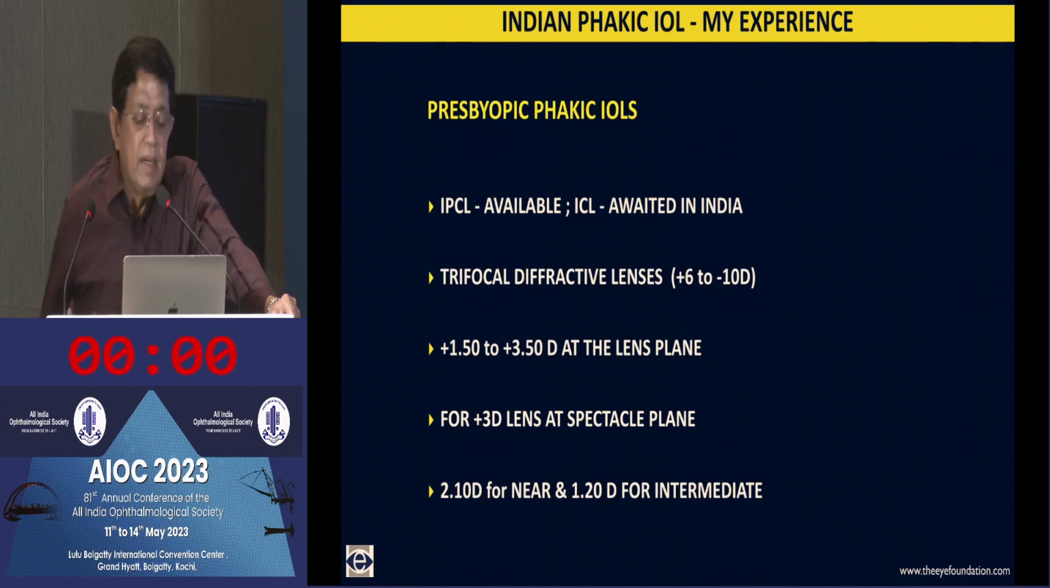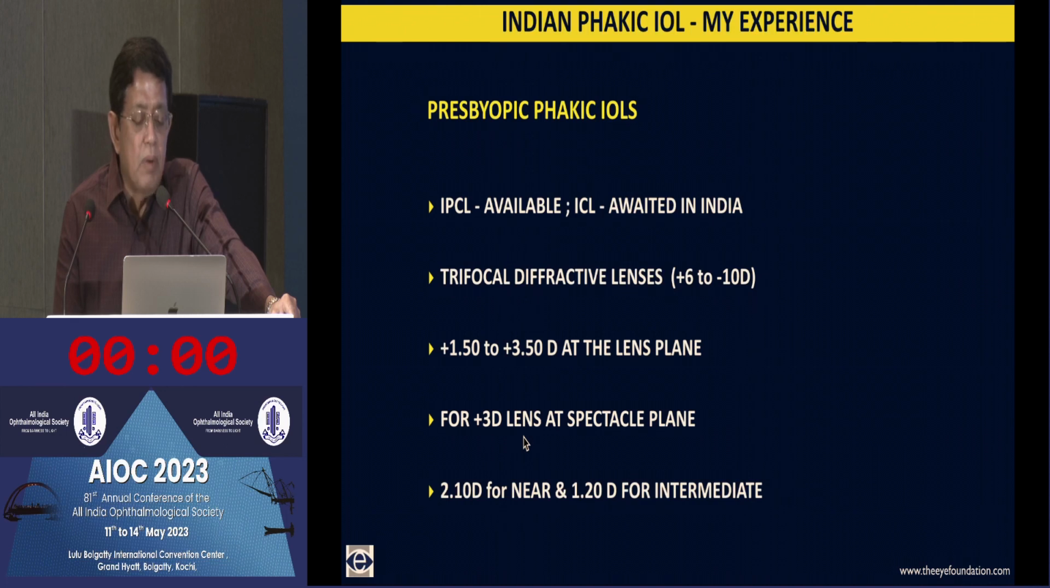It's awaited in India. Maybe in another 6 months or so, it will become available. The IPCL is essentially a trifocal diffractive lens, and you have an add power from 1.5 to 3.5. When you implant a +3 diopter lens, you get about 2.1 diopters for near and 1.2 diopters for intermediate. So even if the patient is just about 42, 43, we implant a +3 in one eye and +2.5 in the other eye, because this lens has to serve the patient for the next 15, 20 years.